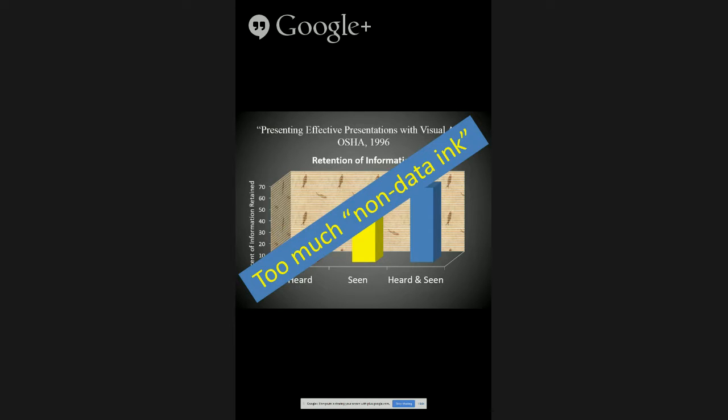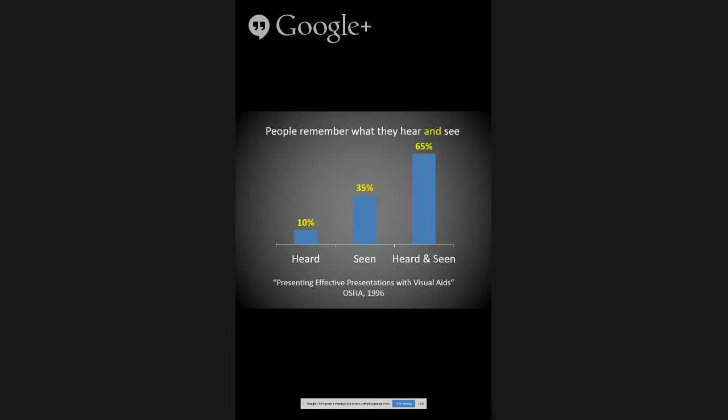It's ineffective. It also has the reference at the top of the screen. The reference needs to go at the bottom. It also has a label, and I'll talk about that later, why you don't want labels. Retention of information is a label, not a headline. So compare this bar graph with this one. So you can see very clearly what I want you to look at: 10%, 35%, 65%. People remember more of what they hear and see than what they hear or see.